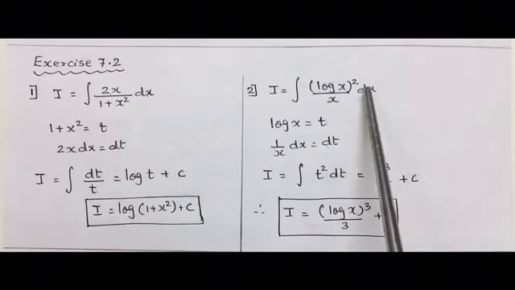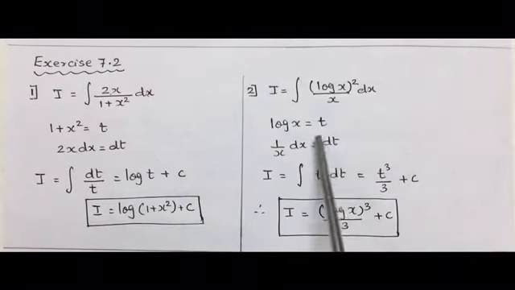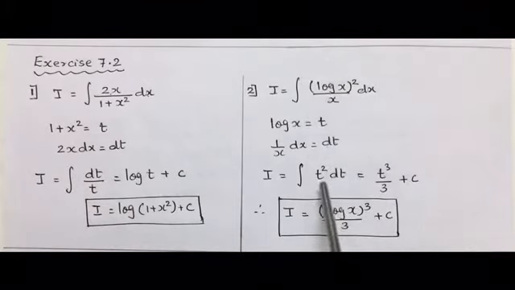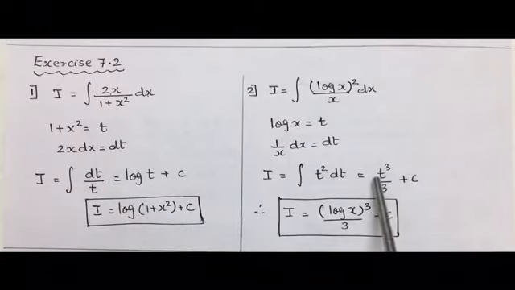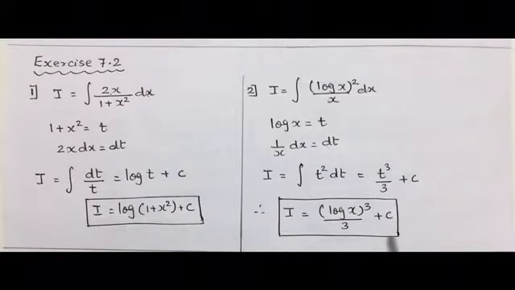So in the place of 1 upon x dx, we will be keeping dt from the substitution part, and log x will be kept as t, so it becomes t square dt. Now t square becomes a normal integration like t raised to 2 plus 1 upon 2 plus 1, so it becomes t cube by 3 plus c. Now substituting the value of t as log x, which we had assumed, I is equal to (log x) whole cube by 3 plus c becomes the final integration.